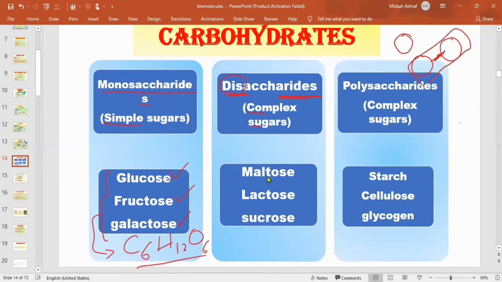So the types of disaccharides are maltose. Examples are maltose, lactose, and sucrose. This is the sucrose which is present. These are types of disaccharides. These are examples of disaccharides. Like sucrose, which is present in sugar cane, that is the disaccharide. It's made up of two monosaccharide units, which is in a sugar.